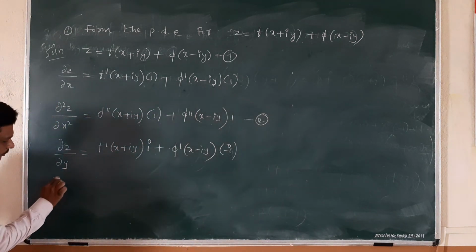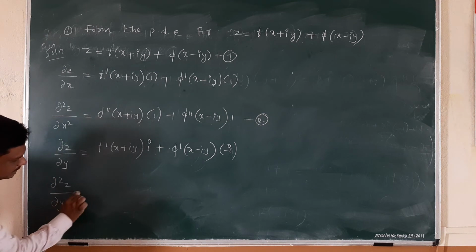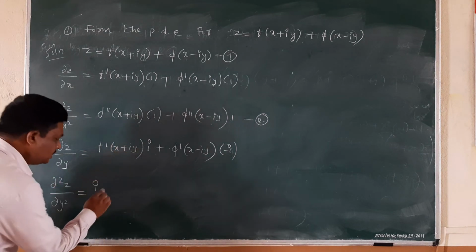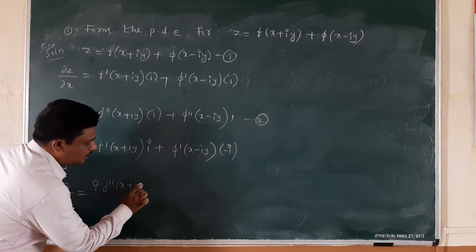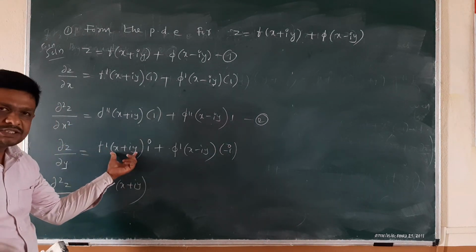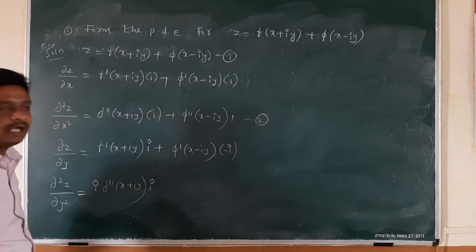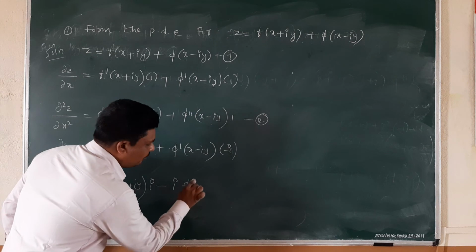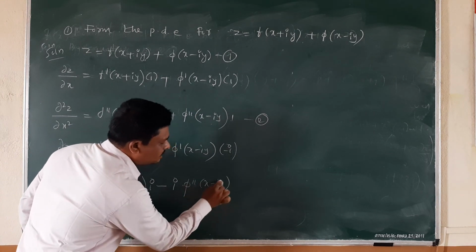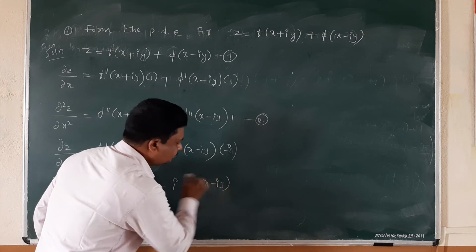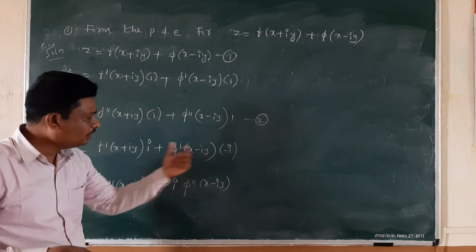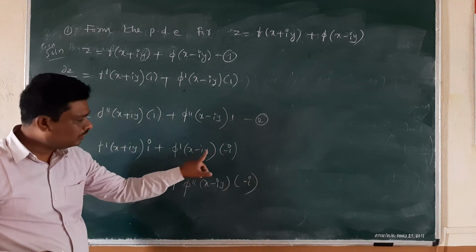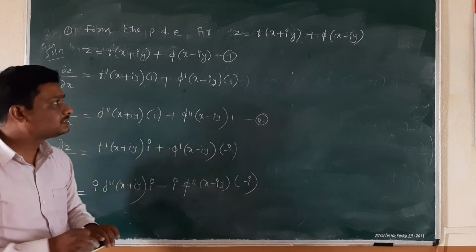So I will take one more derivative, dou square z upon dou y square. So I will write i as it is because it is constant. Derivative of f dash is f double dash of x plus iy. Derivative of x plus iy with respect to y is again i. So plus into minus, minus, I will write i as it is. Derivative of phi dash is phi double dash of x minus iy. Derivative of x minus iy is again minus i. X is 0, iy is i with minus sign.